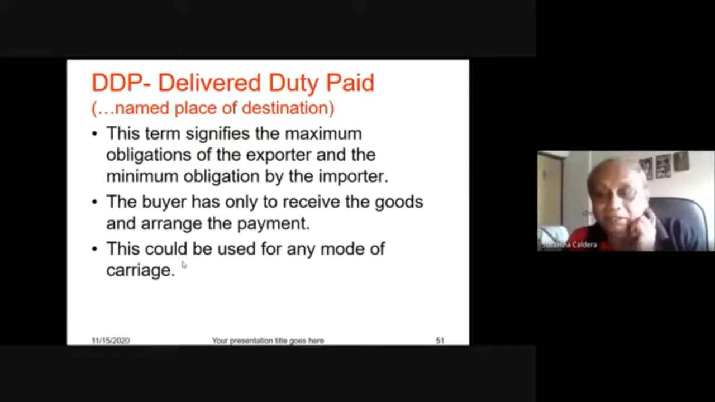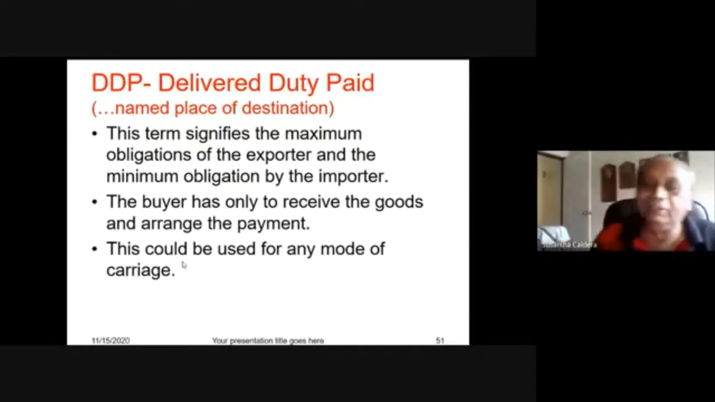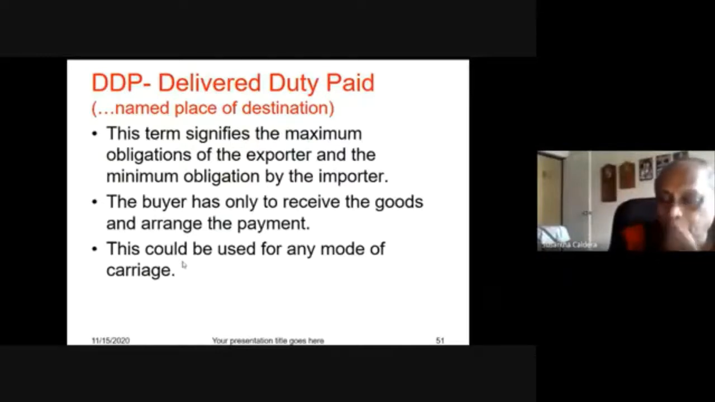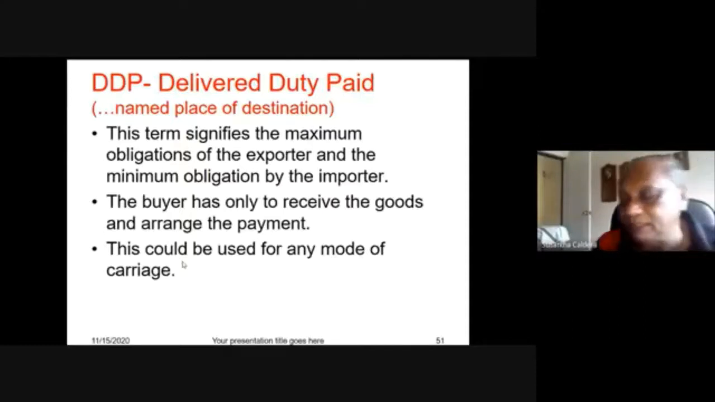I'm not going to tell you who is the importer and who is the exporter. Right? There are two parties. One is in Colombo. The other one is in London. When I mention the Incoterm, you have to tell me which party is the importer, which party is the exporter.